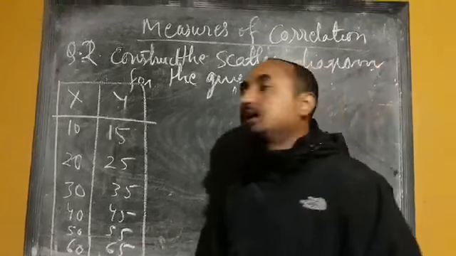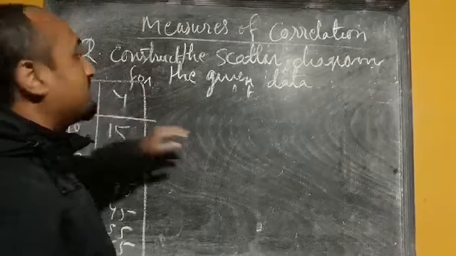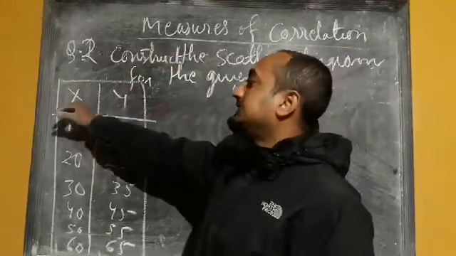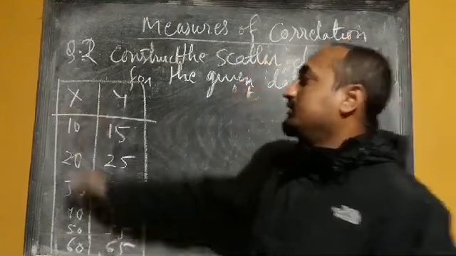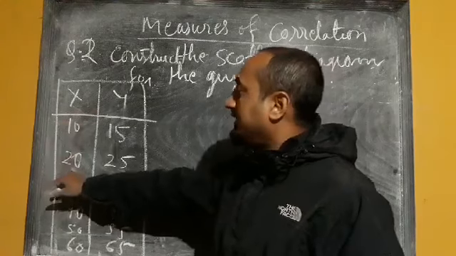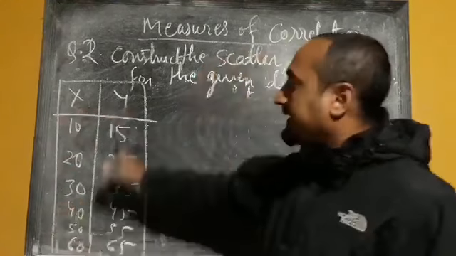Okay, I have taken the second question. In the second question it is given, construct the scatter diagram for the following data. So data is given there. The two variables, x and y, are given there. When the value of x is 10, y is 15. When the value of x is 20, y is 25. When the value of x is 30, y is 35.